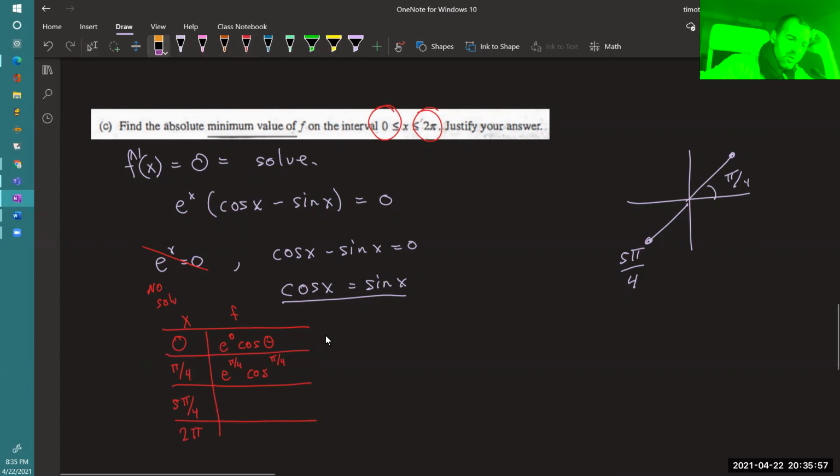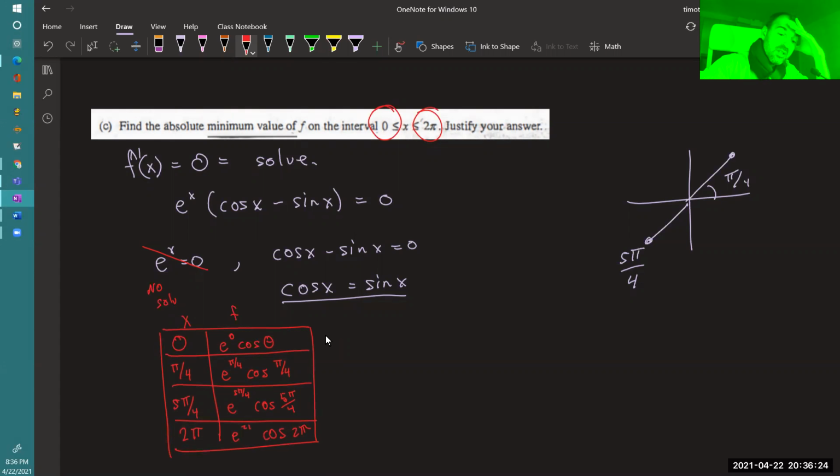Oh, I don't know why I wrote it so high there. It needs to be written here, pi over 4. Then it's e to the 5 pi over 4 cosine of 5 pi over 4. And then e to the 2 pi and cosine of 2 pi. Question is which one of these is the smallest?